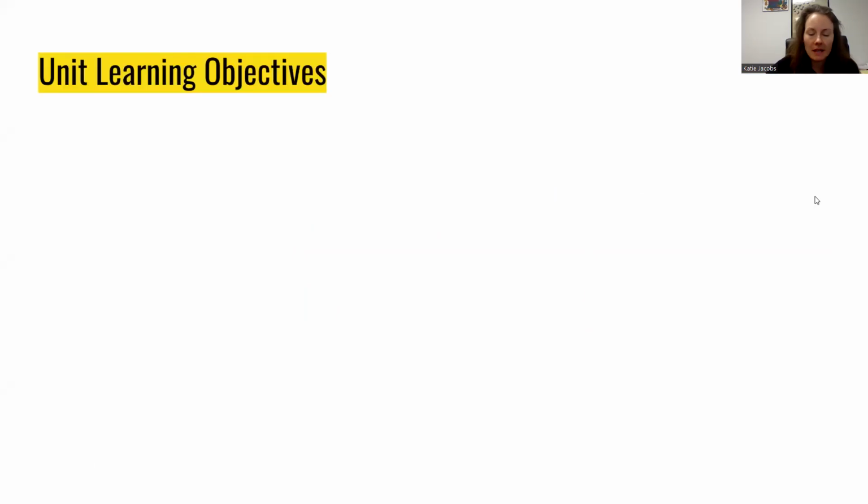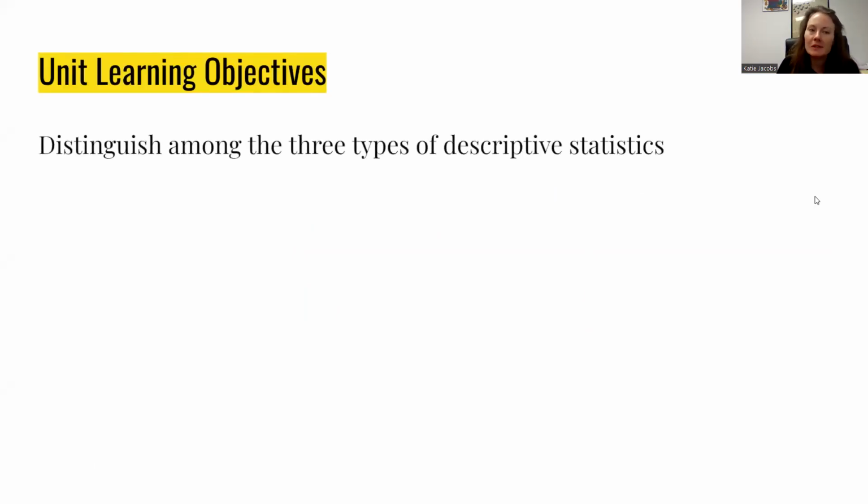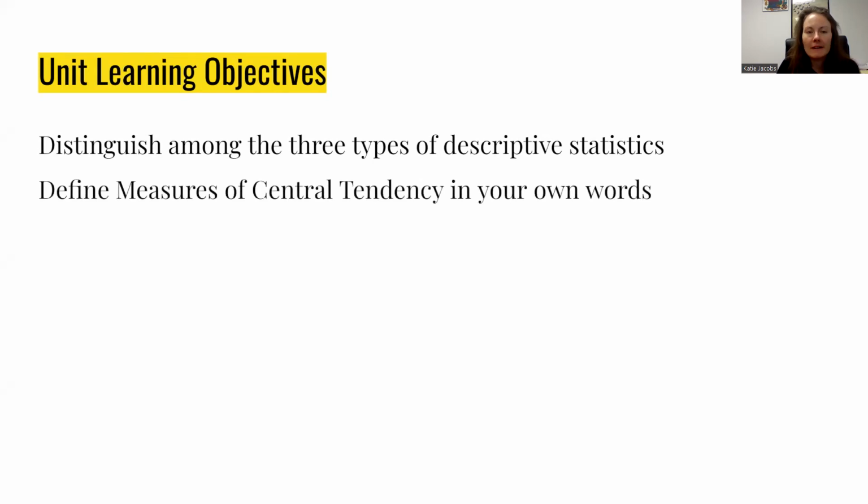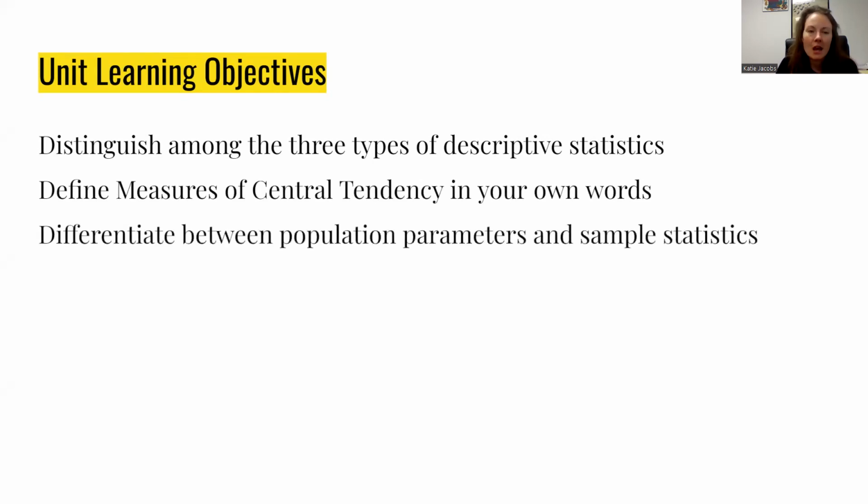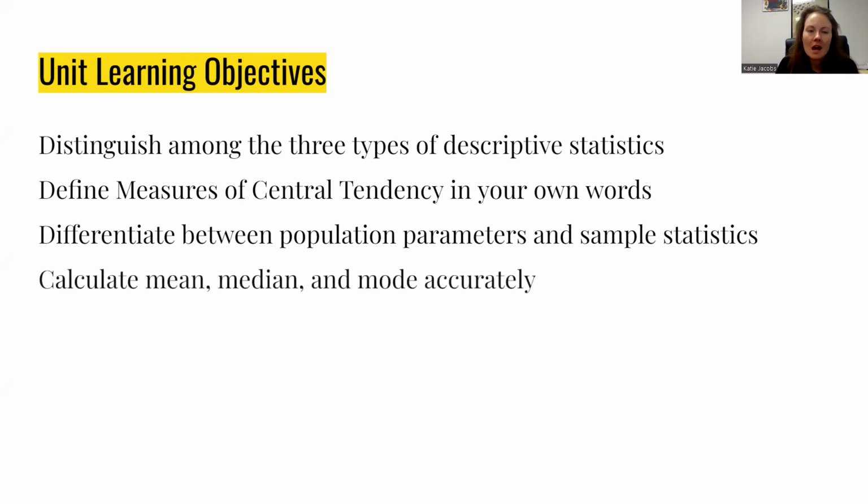So there are some things that I want you to be able to do by the time we get to the end of this unit. I want you to be able to distinguish among the three major branches of descriptive statistics. I want you to be able to define measures of central tendency in your own words. I want you to be able to differentiate between population parameters and sample statistics. I want you to be able to calculate the mean, median, and mode accurately.